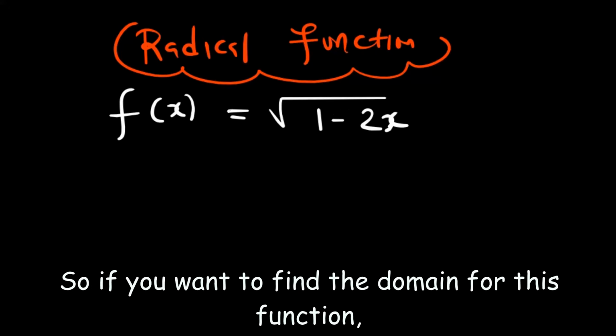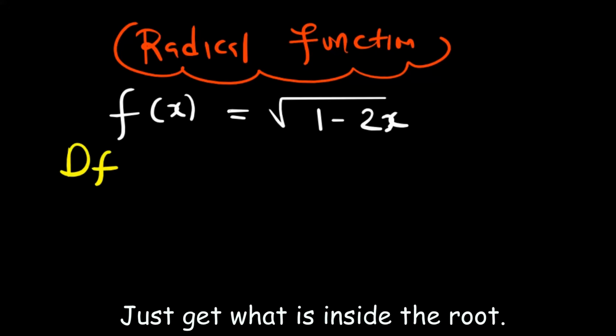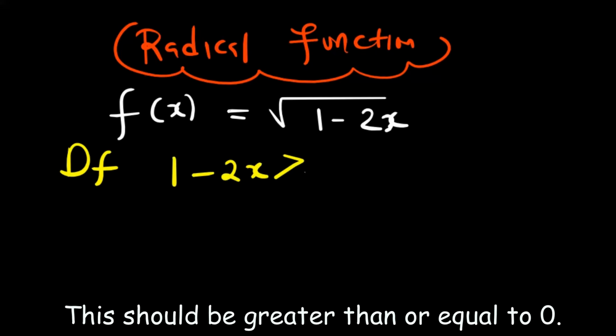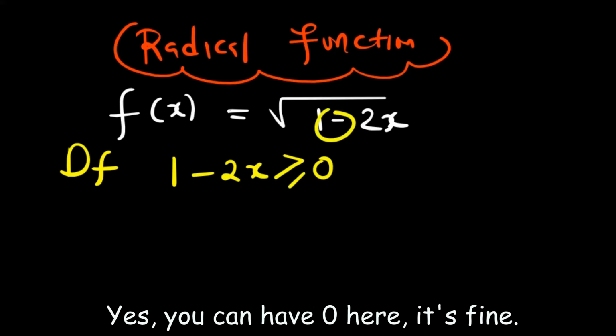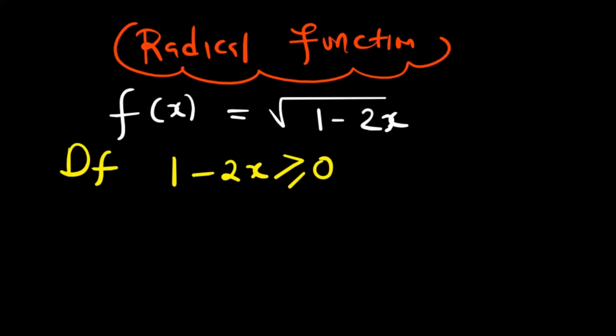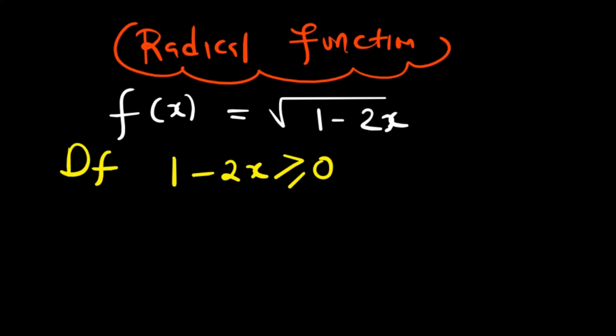If you want to find the domain for this function, let's start with the domain. Just get what is inside the root, so we're going to say 1 minus 2x should be greater than or equal to 0. Why are we saying greater than or equal to 0? Yes, you can have a 0 here, it's fine, okay, but you don't want to have a negative number there. So you want all the numbers that are greater than 0, like 1, 2, 3, like that. Then you solve. If I take the 1 to the other side, I'm going to remain with negative 2x is greater than or equal to negative 1.